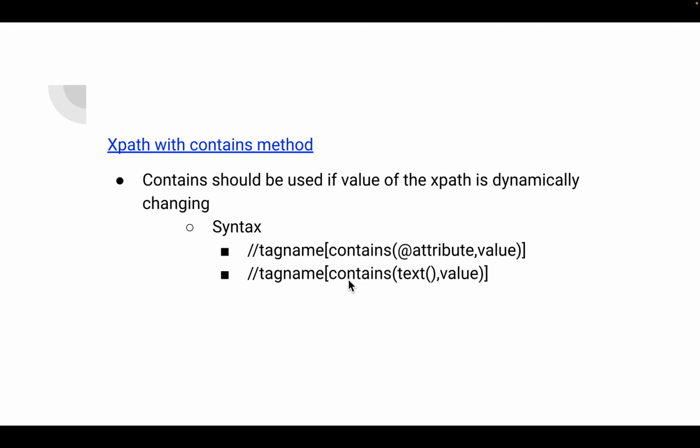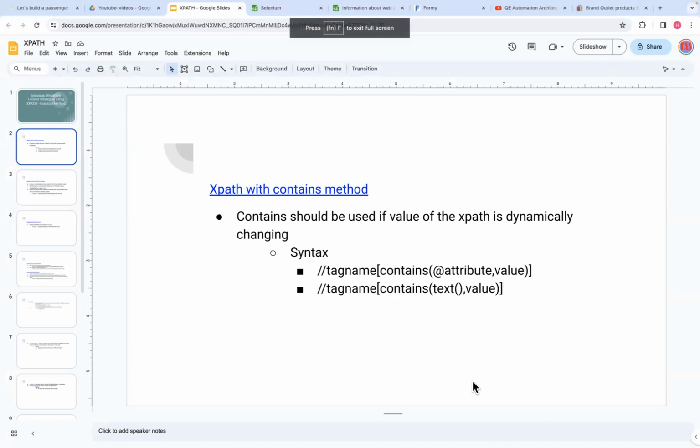And we also have another approach, that is using the tag name and contains with the text, and then we need to pass the respective value for the text method. So the second one is a combination of contains and text. We should be able to identify the web element on a web page. Now let's bring up Eclipse and then automate the test case.